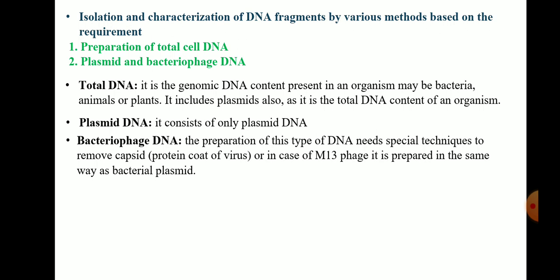Different procedures are employed for extraction of different type of DNA. So, in this video, we'll be talking about preparation of total cell DNA. The total cell DNA is the genomic DNA content present in an organism, may be bacteria, animals, or plants. This includes plasmids also because it is representing the overall DNA content of an organism. The plasmid DNA only specifies the extrachromosomal DNA that is independent from the bacterial chromosome, whereas the bacterial phage DNA represents the DNA from the phage genome.